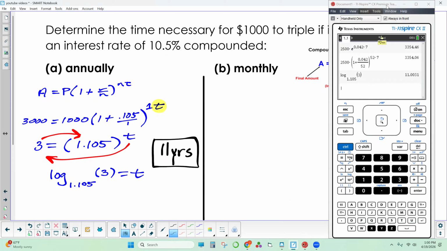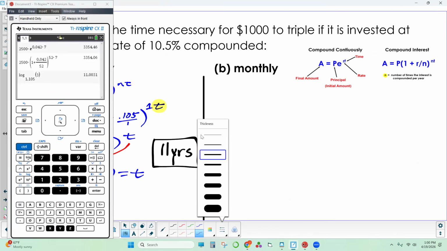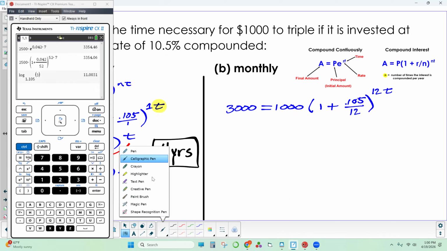All right. So now we can look at the one here on the right, which is monthly. So it's the same problem, same information, but we are going to look at monthly. So we've got 3,000 because we're looking to triple our money. Our initial amount is 1,000. 1 plus our rate, which is 0.105 as a decimal. And if we are compounded monthly, there's 12 months in a year. So we got a 12 raised to the nt, which is 12t. And again, we are solving for t in the exponent.